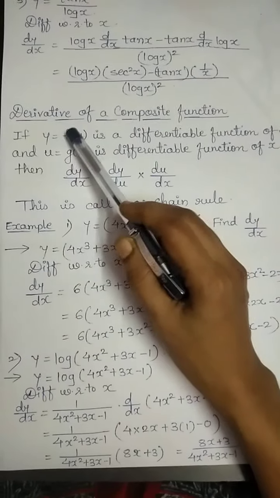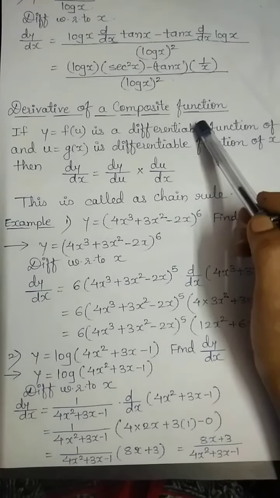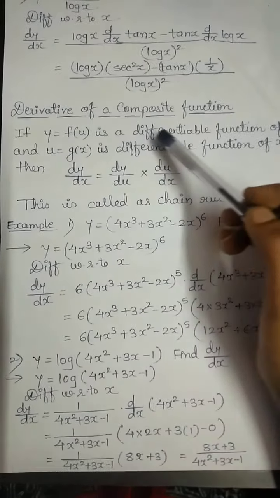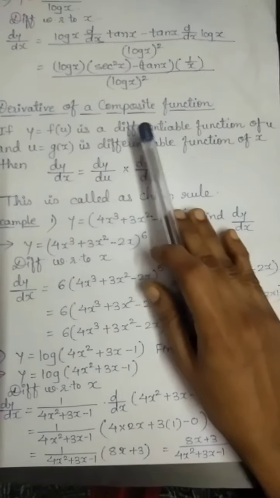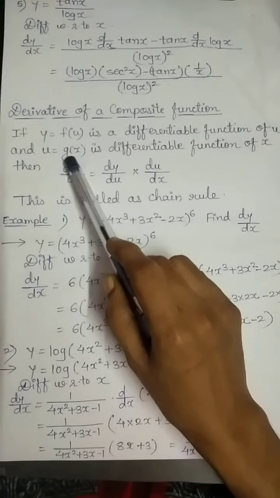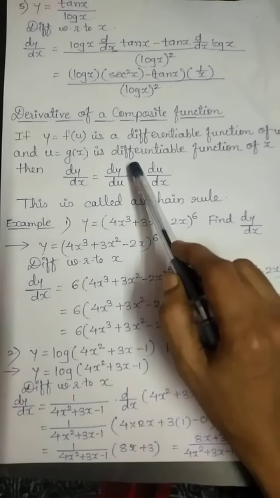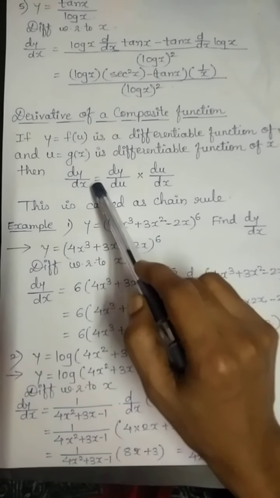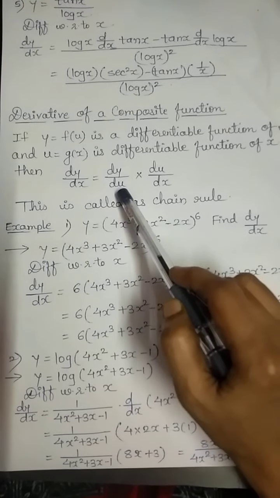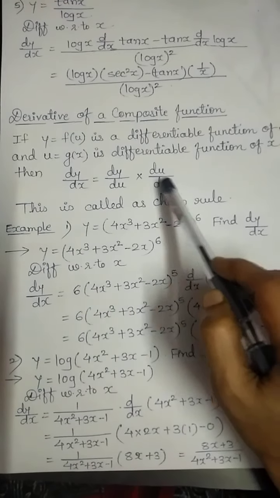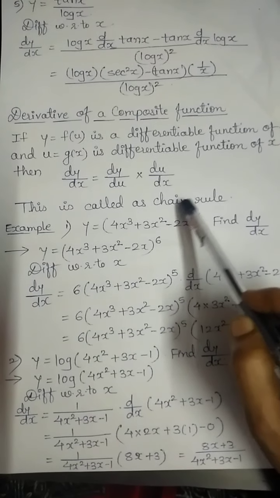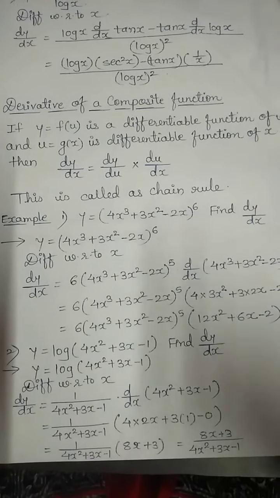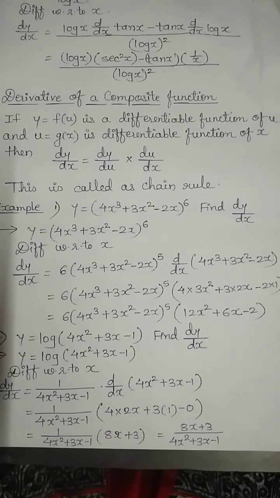Now derivative of a composite function. If y is equal to f of u is a differentiable function of u and u is equal to g of x is a differentiable function of x, then dy by dx is equal to dy by du into du by dx, and this is called the chain rule. Now we will see the examples related to chain rule, then the concept will be very clear to you.